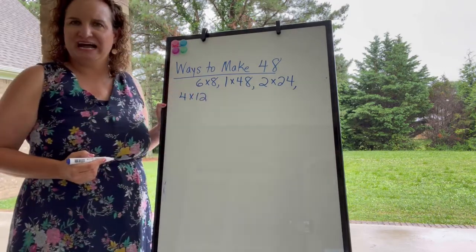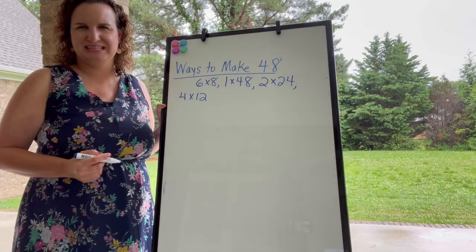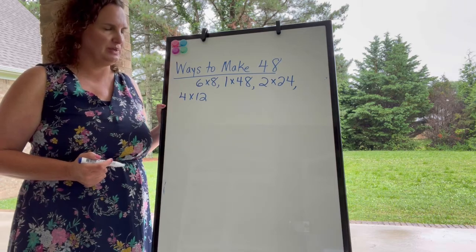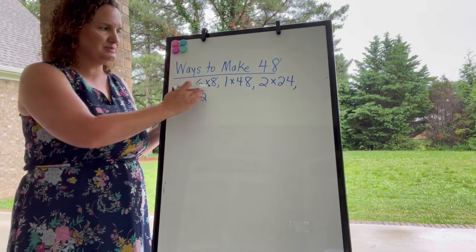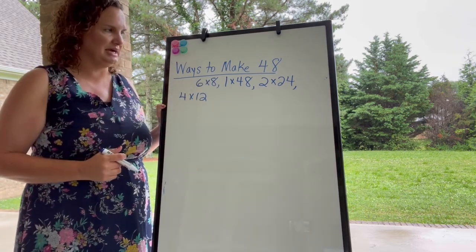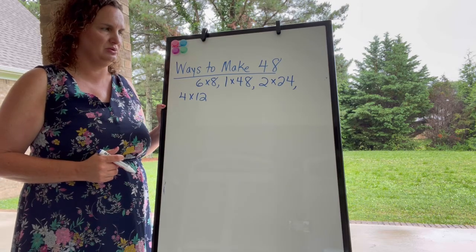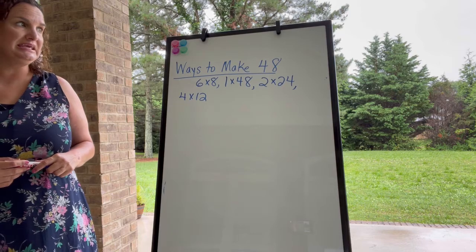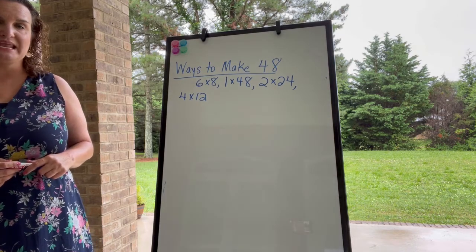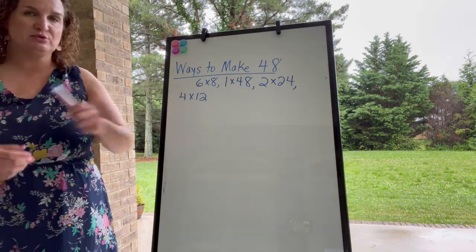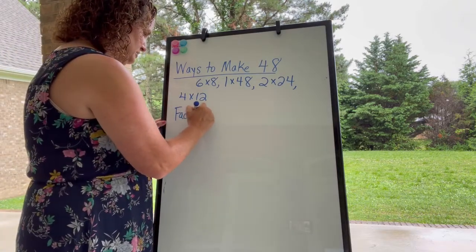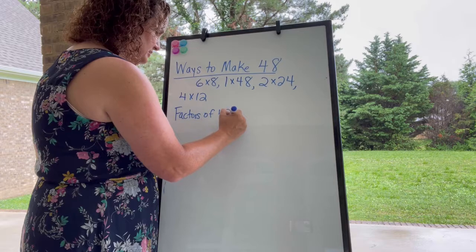What about 5? Will 5 times anything? If I count by 5s, I don't land on 48, so that one won't work. And then that brings me back up to my 6s, which I've already got. 6 times 8 is 48, okay? So these are all my different combinations that are going to equal 48. Now these numbers that go into 48 evenly are called the factors of 48.